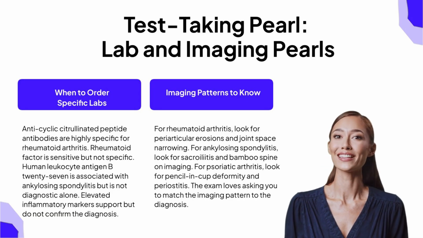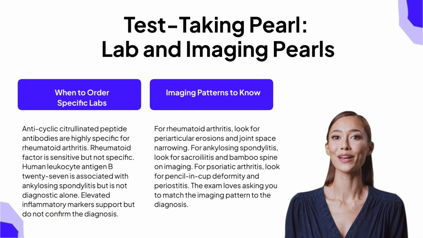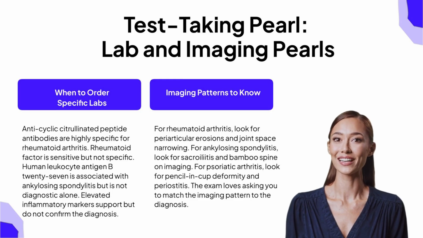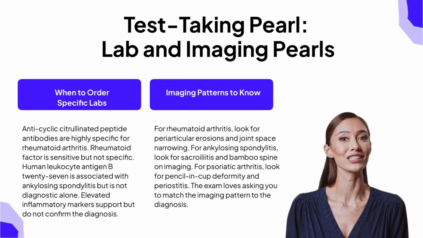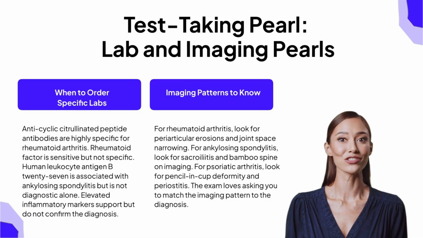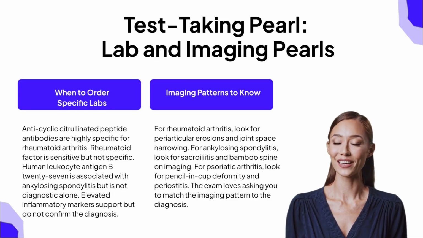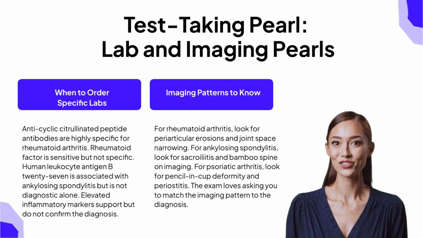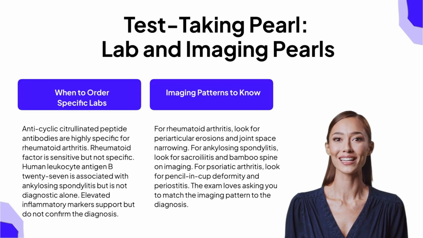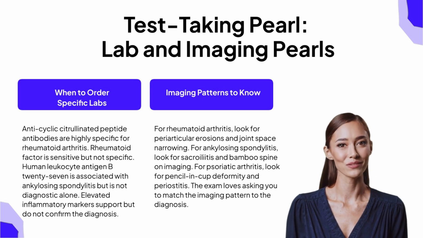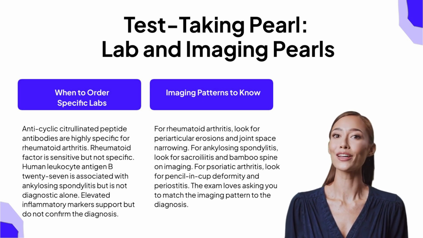Here is a critical test-taking pearl about lab and imaging patterns. Anti-cyclic citrullinated peptide antibodies are highly specific for rheumatoid arthritis, while rheumatoid factor is sensitive but not specific and can be elevated in other conditions like hepatitis C and Sjogren syndrome. Human leukocyte antigen B27 is associated with ankylosing spondylitis but is not diagnostic on its own. Elevated inflammatory markers support the diagnosis but are never definitive.